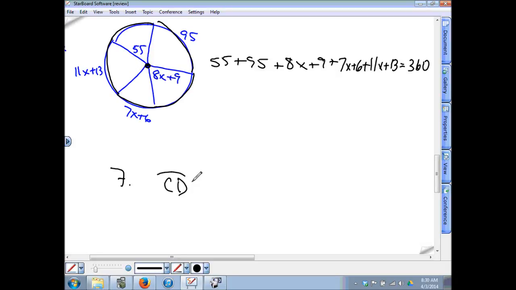Now question 8 is specific. It wants a major arc for angle 2. A major arc is more than half of a circle. So if you just say arc TS, that's a problem. That's not more than half of a circle. You have to start at T and go the other way around to S. How do you specify that on number 8? Arc TRS.